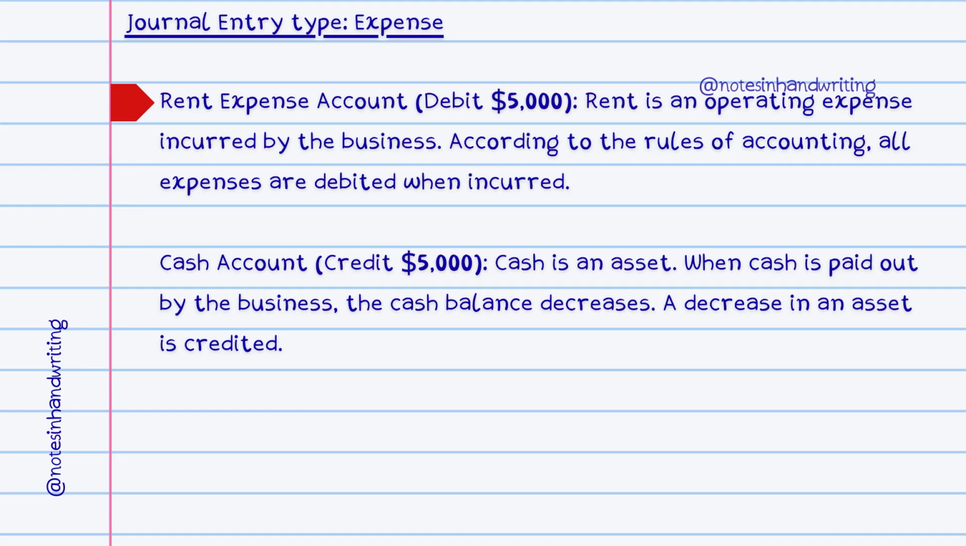Rent is an operating expense incurred by the business. According to the rules of accounting, all expenses are debited when incurred. Cash is an asset. When cash is paid out by the business, the cash balance decreases. A decrease in an asset is credited.